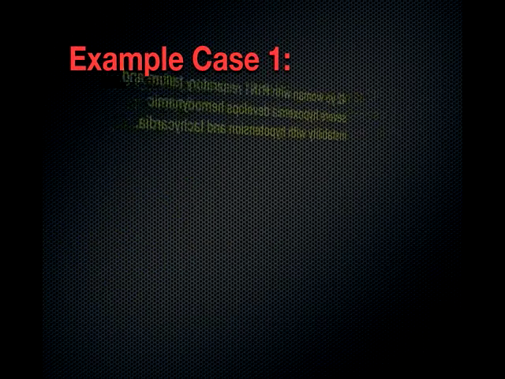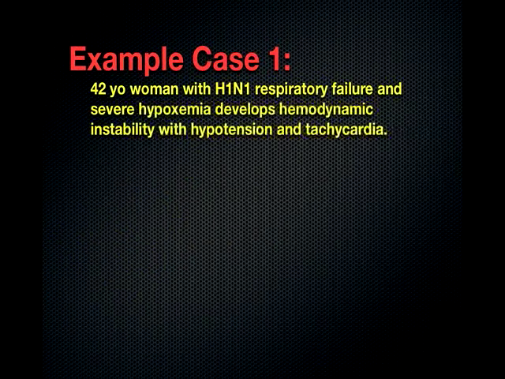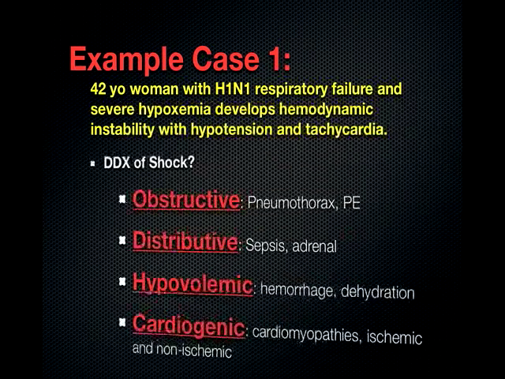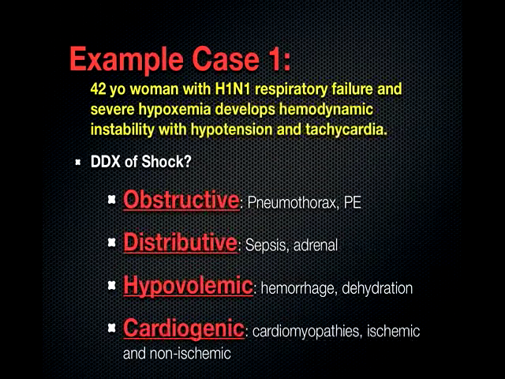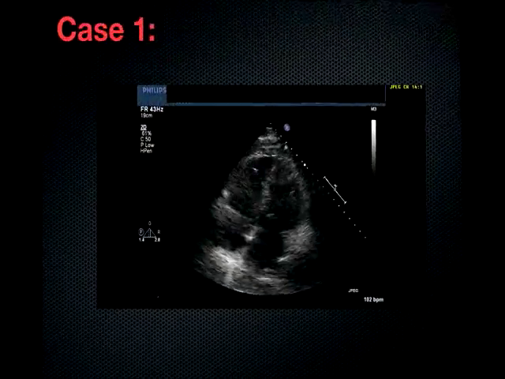There are a few cases. A 42-year-old woman back in 2009 with H1N1 respiratory failure, severely hypoxemic. She was on 100% FiO2 with a PEEP of 18 on inhaled nitric. She developed hemodynamic instability and hypotension and tachycardia, but was too unstable to send for any tests. So at the bedside, we had to evaluate her for what was the etiology of her shock. So this was the focus question we had, and in her it could have been any number of things. When we evaluated her, this is what we saw.